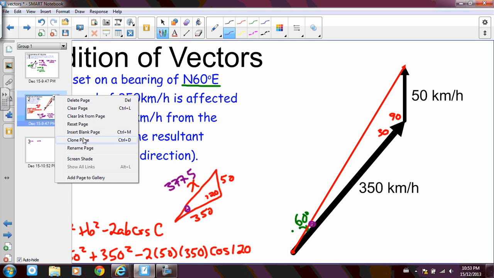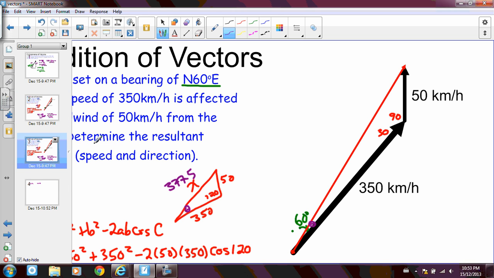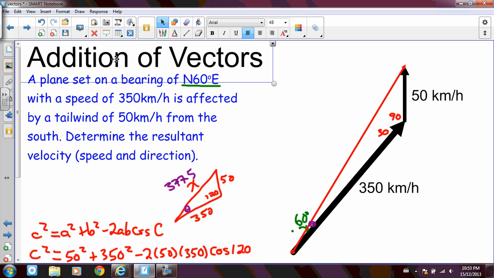So I'm going to clone that page super quickly and just, okay, so if we just had a simple subtraction here, okay, I'll pause this one more time.